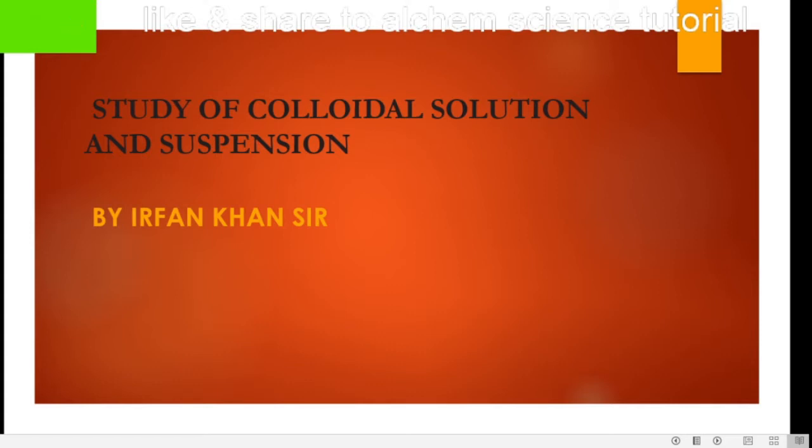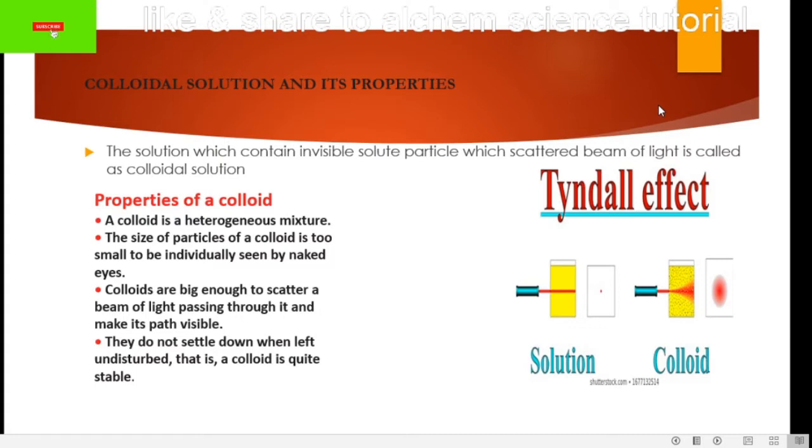Today we are going to study the properties of colloidal solution and suspension. In this topic we will cover both: properties of colloidal solution and properties of suspension. So let's start the study of colloidal solution.